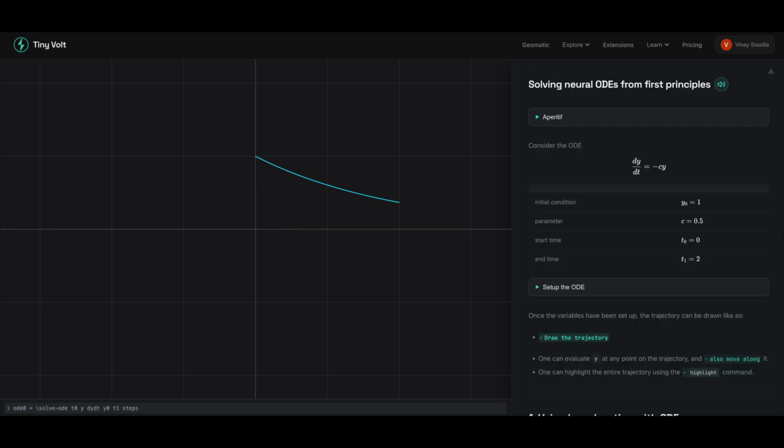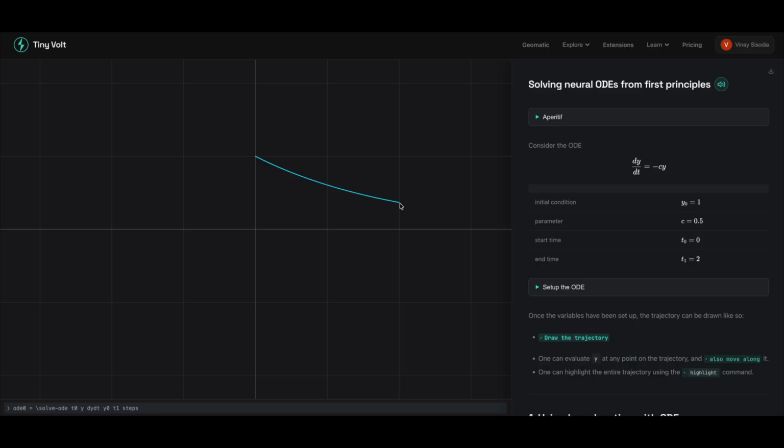Here on the screen you can see a trajectory of an ODE. The x-axis is the time and the y-axis is the y value. At time t equals 0, the initial condition y0 equals 1, so the trajectory starts off at 1, and at time equals 2, which is the end time, it ends at this point here.